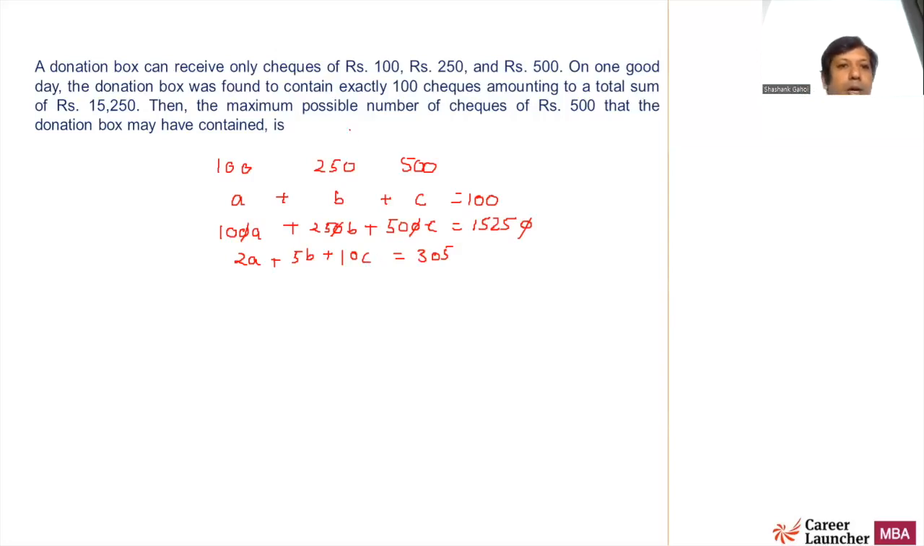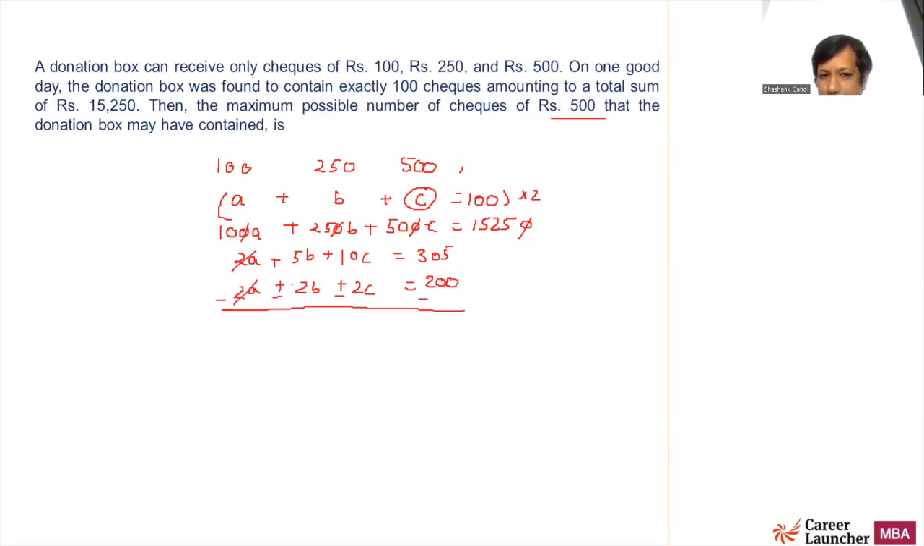Now, the question is saying what is the maximum possible value of checks of 500 rupees. So I need to maximize this value. So what I'm going to do, I'm going to eliminate either A or B. So I'm going to multiply the first equation by 2. So 2A plus 2B plus 2C, and this comes out to be 200. If I subtract, I am going to get 3B plus 8C, and this comes out to be 105.